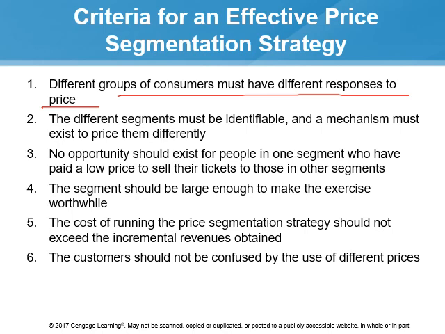Secondly, the different segments must be identifiable, and a mechanism must exist to price them differently. For example, if students are coming to your restaurants in the middle of the day, you should be able to identify that they are students. You may check their ID card or identify them in some other way.